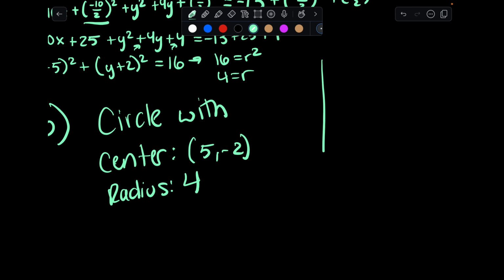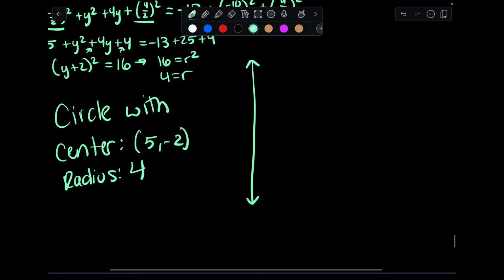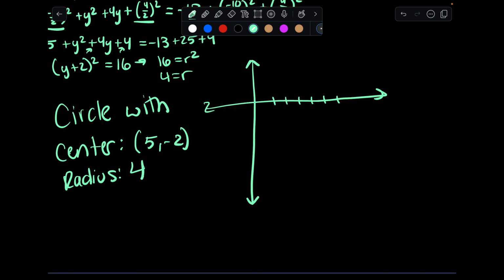So again, a rough sketch of this. The center is at (5, -2), so that's going to be in the 4th quadrant. And then the radius is 4, so if I do 5 plus 4, that'll take me 9 horizontally. So 1, 2, 3, 4, 6, 7, 8, 9. And then we should be good on this side. We're going up to the center's at -2 plus 4, that's +2. And then we'll expand to -6.